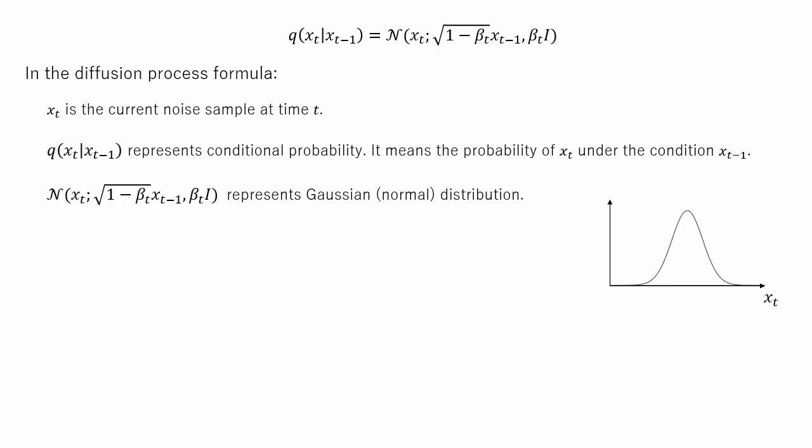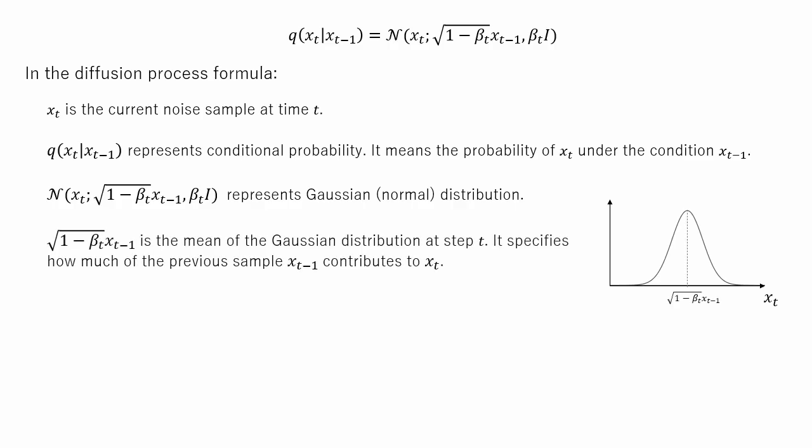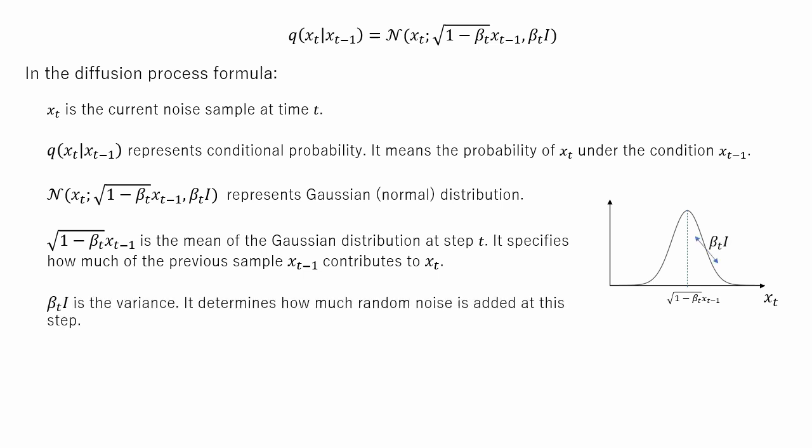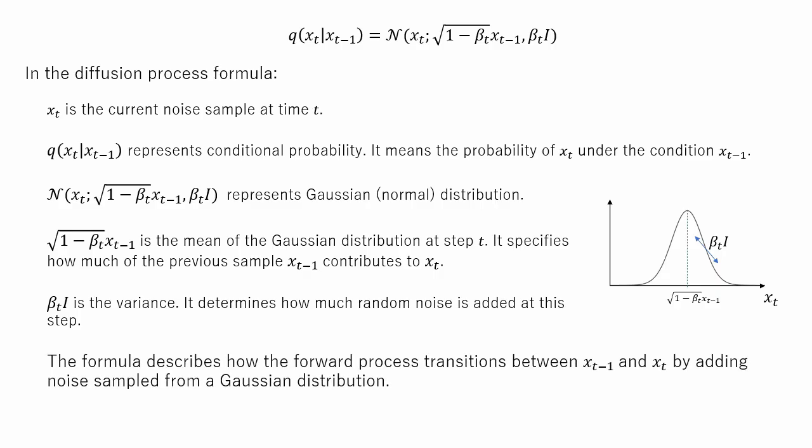Right side represents Gaussian distribution. The middle term in Gaussian distribution formula is the mean of the Gaussian distribution at step t. It specifies how much of the previous sample xt-1 contributes to xt. The right term is the variance. It determines how much random noise is added at this step. Overall, this formula describes how the forward process transitions between previous step and current step by adding noise sampled from a Gaussian distribution.